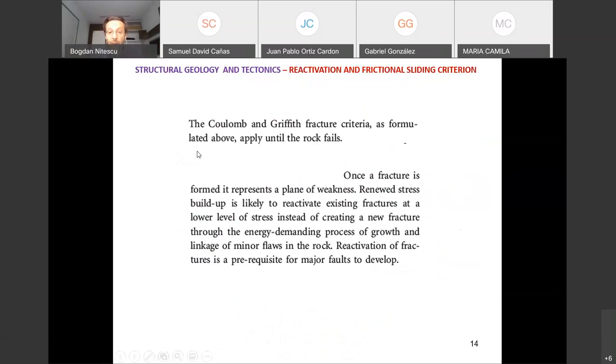So the idea is we discussed Coulomb, Griffith, Mohr, until the rock failed and developed a fracture. Now, once you have a fracture in a rock, that fracture will always be a plane of weakness. Will always be a plane of weakness. You can play with any material.